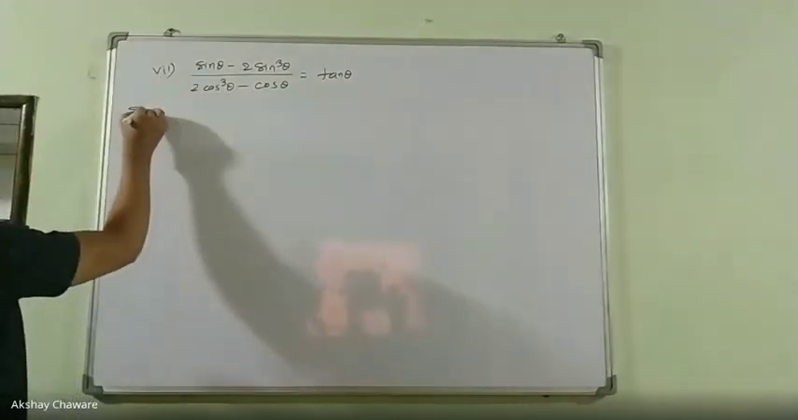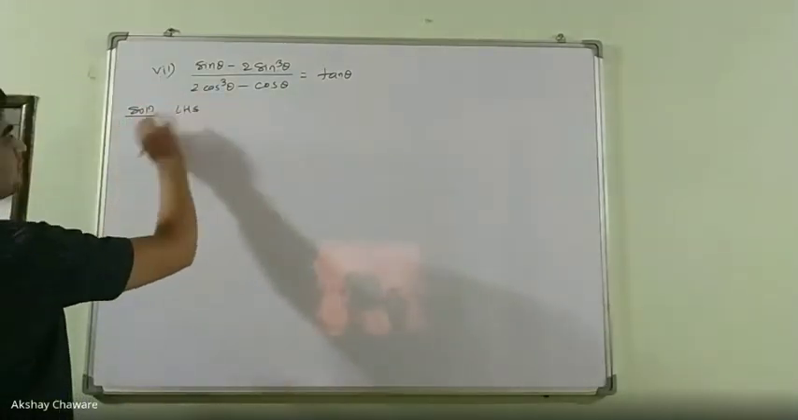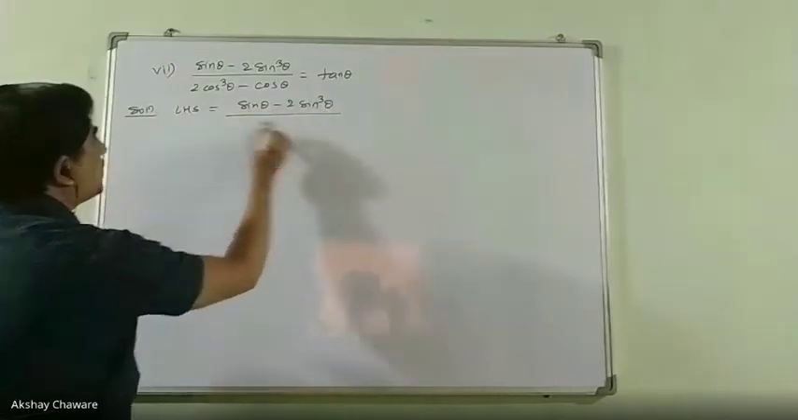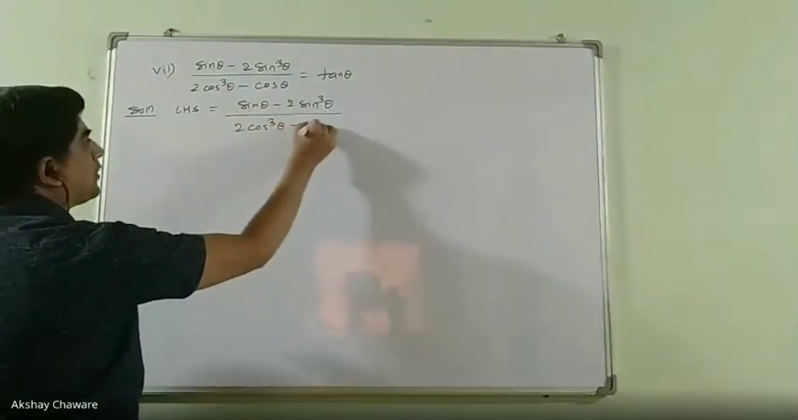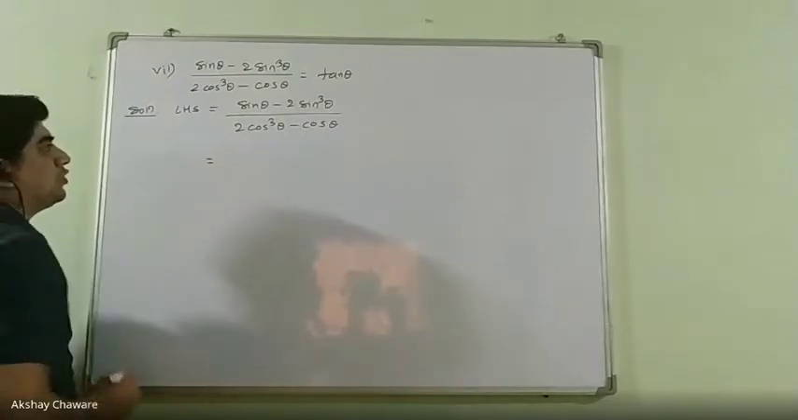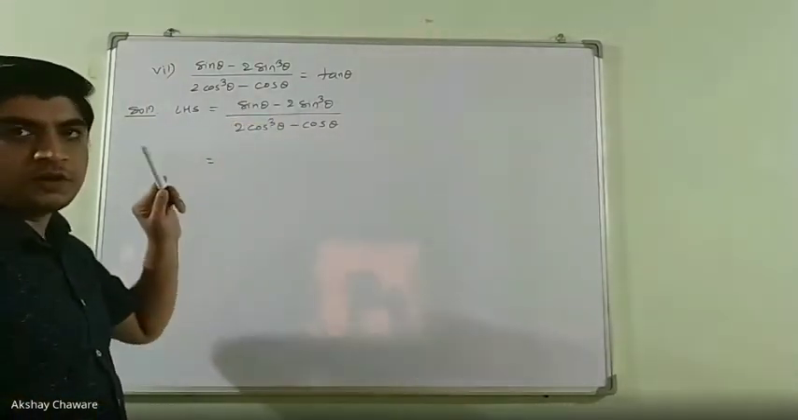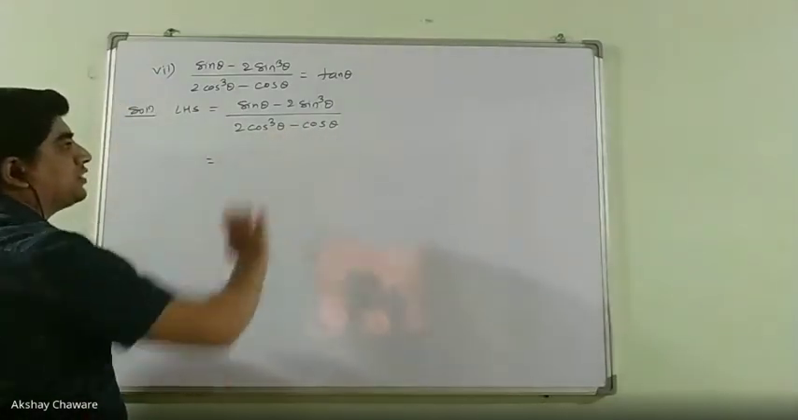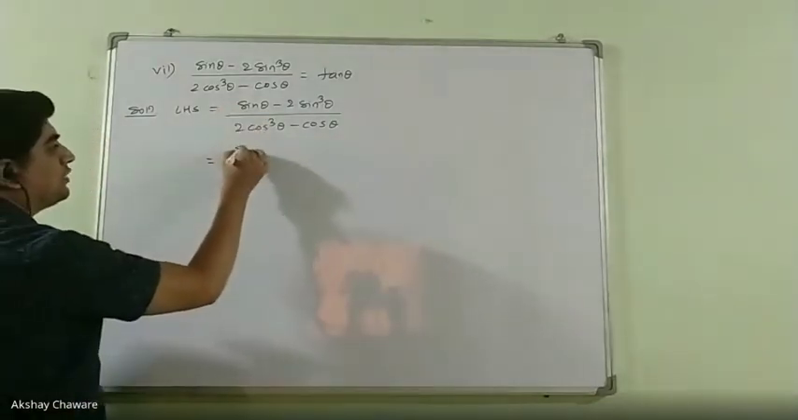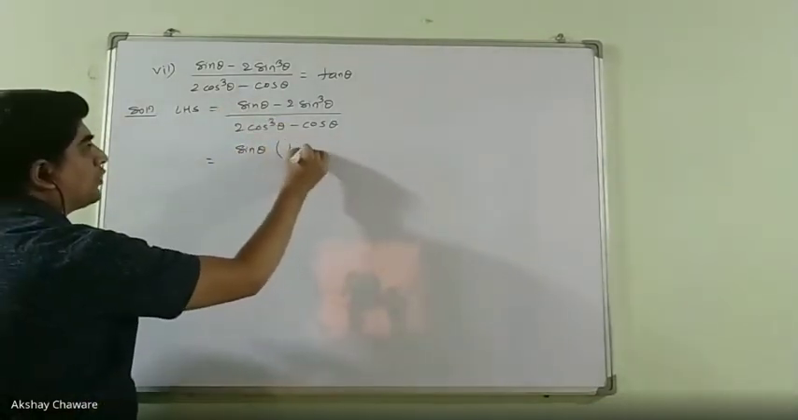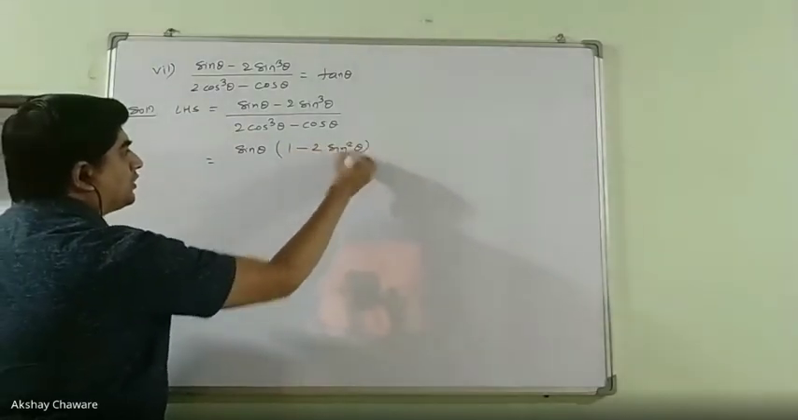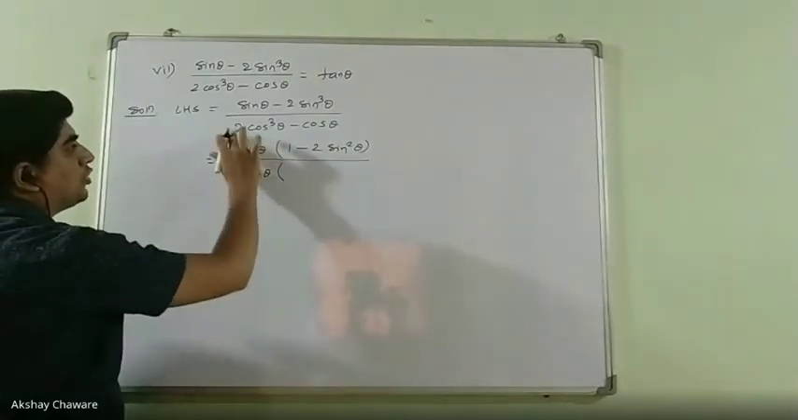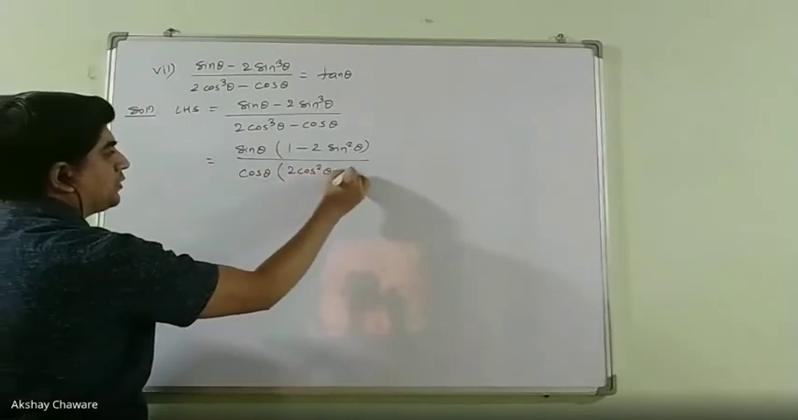Let's consider in solution. We will consider our LHS. So LHS is nothing but (sine theta minus 2 sine cube theta) upon (2 cos cube theta minus cos theta). If you observe numerator and denominator, in the numerator we can take sine theta common, and in the denominator we can take cos theta as a common term. So sine theta common gives 1 minus 2 sine square theta, upon cos theta common, so cos theta into (2 cos square theta minus 1).